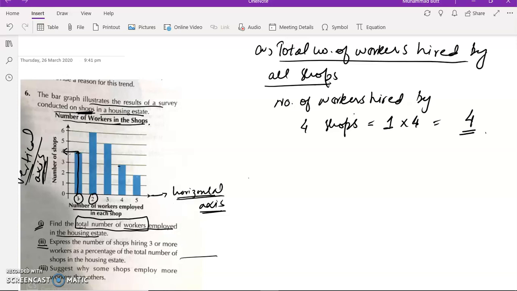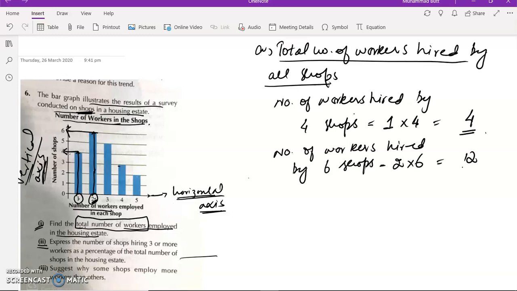Then bar graph 2. 2 workers. The number 2 is shown over here. It is the number of workers. 2 workers are hired by how many shops? 6 shops. Each shop is hiring 2 workers. So the total number of workers hired by 6 shops is 2 into 6, 12.